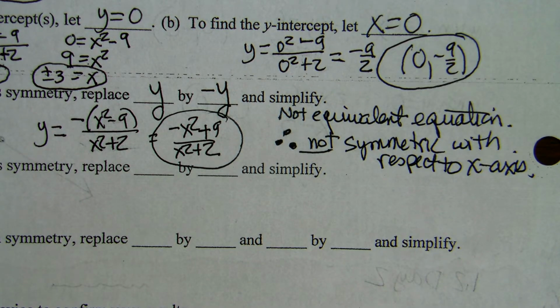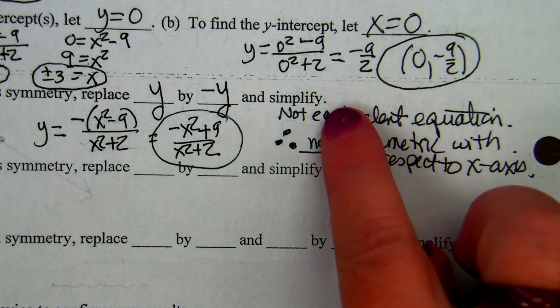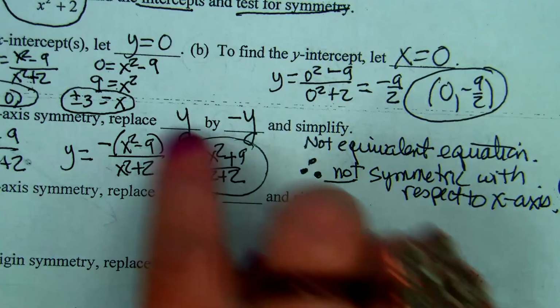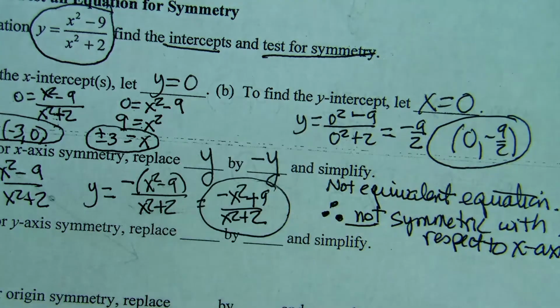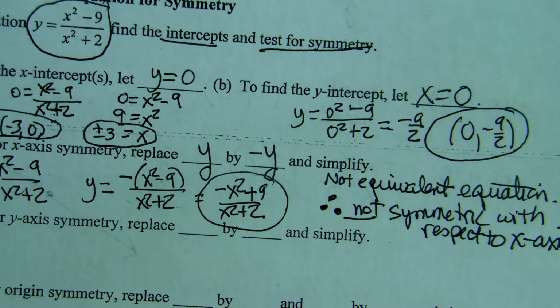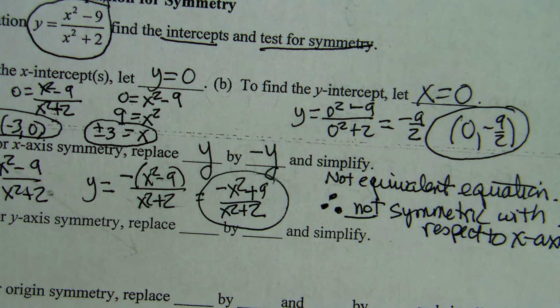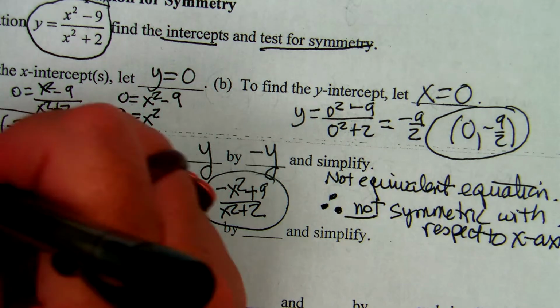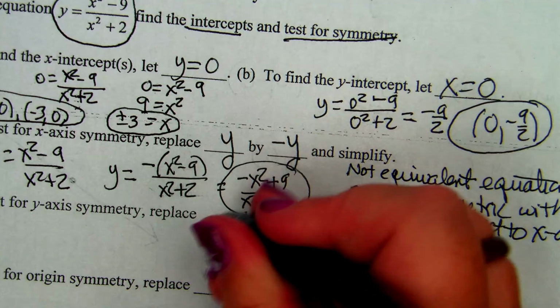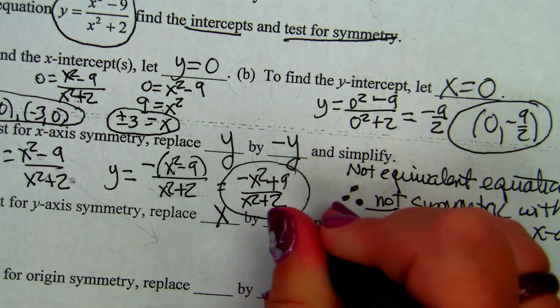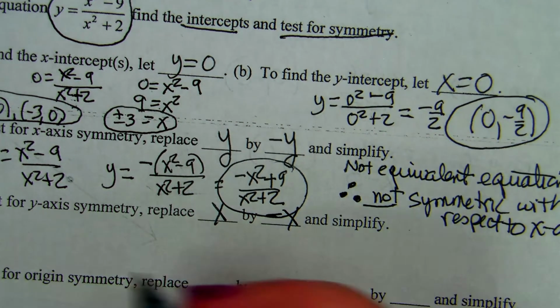Not symmetric with respect to the x-axis, not equivalent equation. The two equations are not the same. They have to be identical for it to be symmetric with respect to the x-axis if we put in negative y for y. To test for y-axis symmetry, we replace x by negative x and simplify.